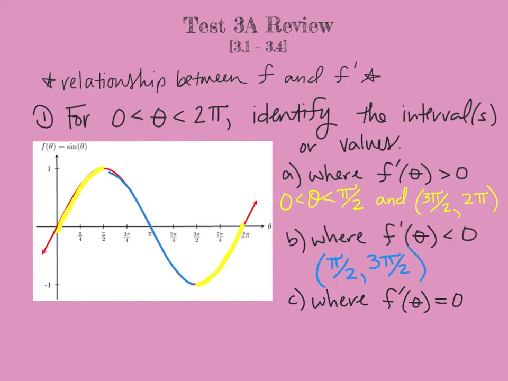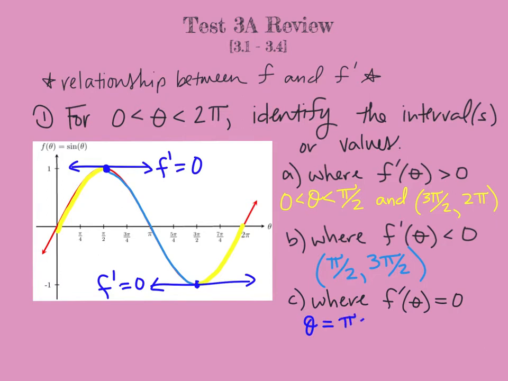And our derivative equals 0 when we have a horizontal tangent, because the derivative is the slope of the tangent line. And that is when our function is neither increasing nor decreasing. We can see here if we drew the tangent line, the derivative is 0 there because the slope of a horizontal line is 0. Therefore, f prime equals 0 exactly when theta equals pi over 2 and 3 pi over 2. And in this case, those happen to be local max and min values.